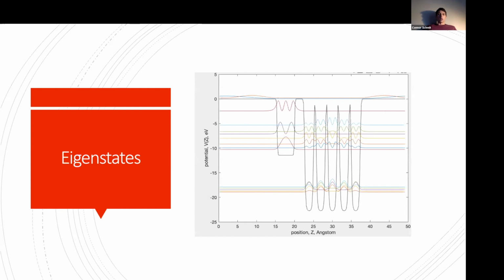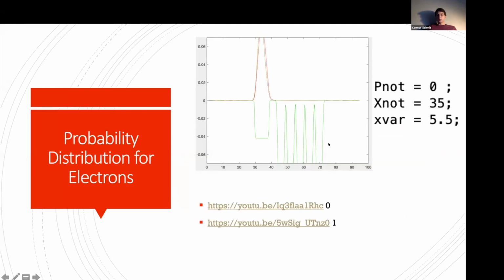So here are the eigenstates. This square well to the left indicates the dye and its eigenstate. And then you have these 5 deeper wells indicating the titanium dioxide. So a probability distribution. Initially, all the electrons will be focused on the dye. The P naught is the initial momentum. X naught is the initial position of the dye, which you can see is centered around 35. And then you have the X var, which is the width of the well for the dye.